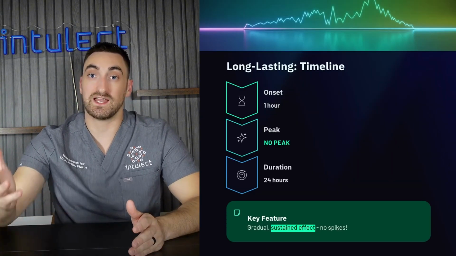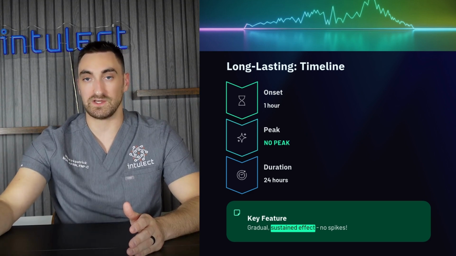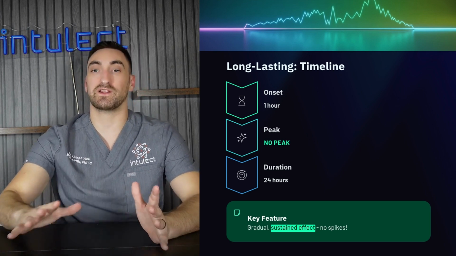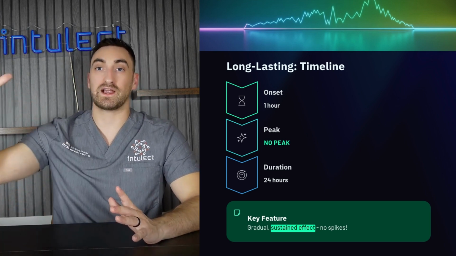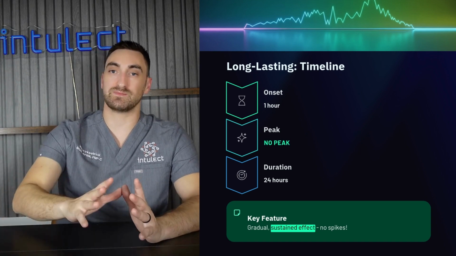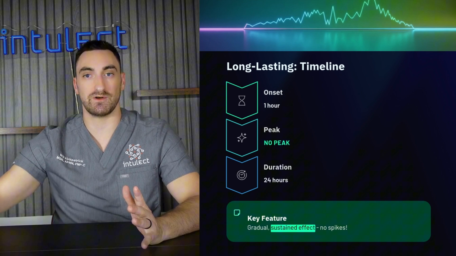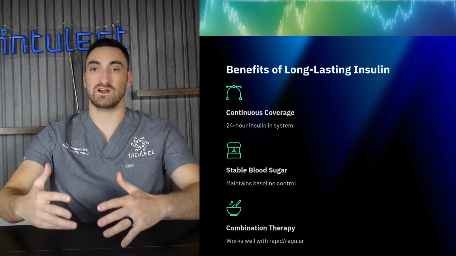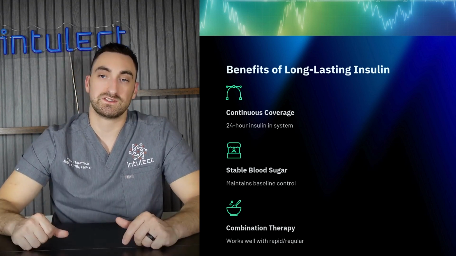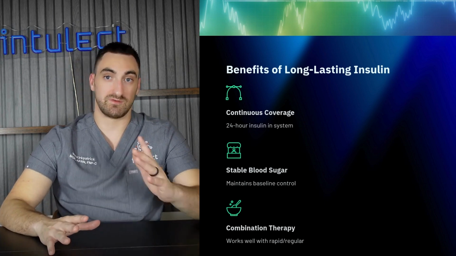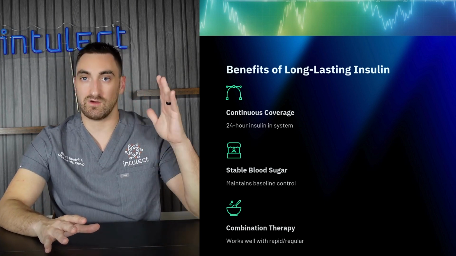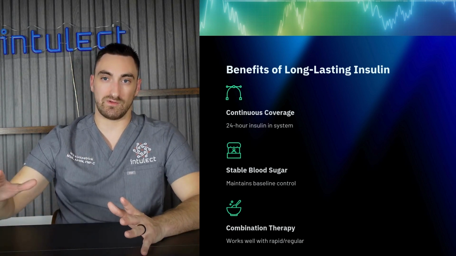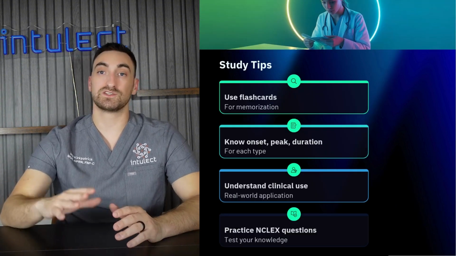The onset for this is an hour. So it'll take an hour for it to start working on the patient's blood sugar. However, there is no peak. So there isn't a certain period of time where the insulin spikes the effect or drops the blood sugar the most. It is nice because it sustains that gradual drop of blood sugar, and it's really good for those patients who do require just a continuous supply of insulin in their systems. So it's very nice when you mix it with the regular acting, short acting, or rapid acting insulins, especially because it helps keep that blood sugar at a lower level over time. And the duration here also lasts 24 hours.